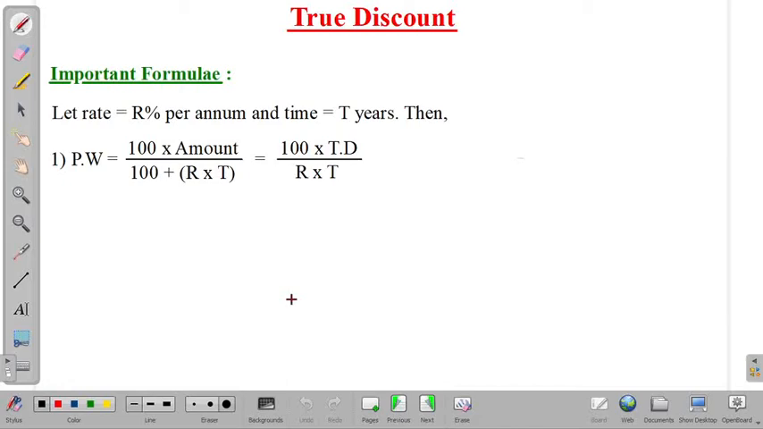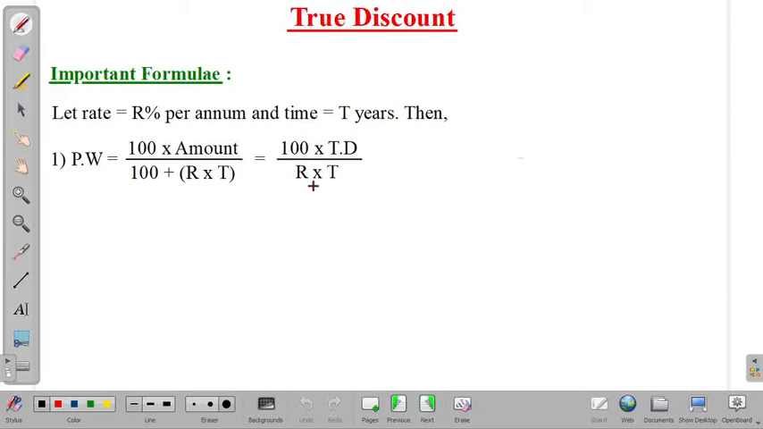So if we know the amount, rate of interest and time, we can calculate present worth by 100 into amount divided by 100 plus rate of interest into time. And if amount is not given and true discount is given, we can use this formula to calculate present worth. That is, present worth will be equal to 100 into true discount divided by rate into time.